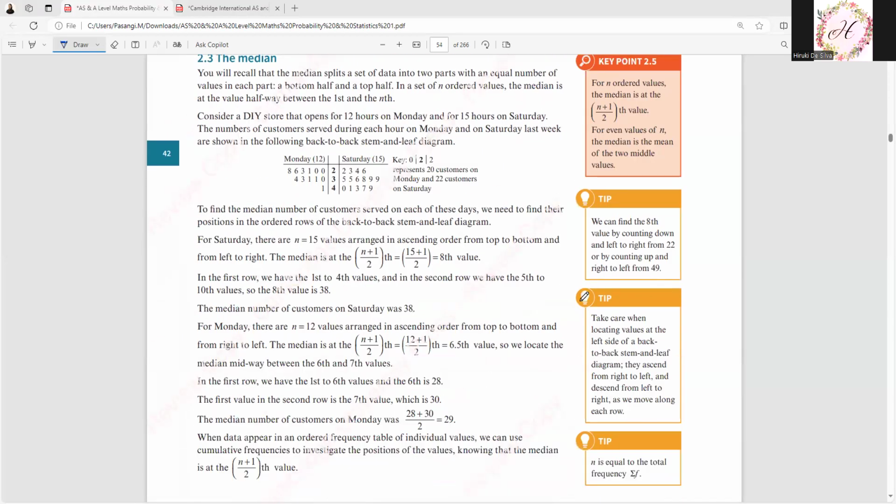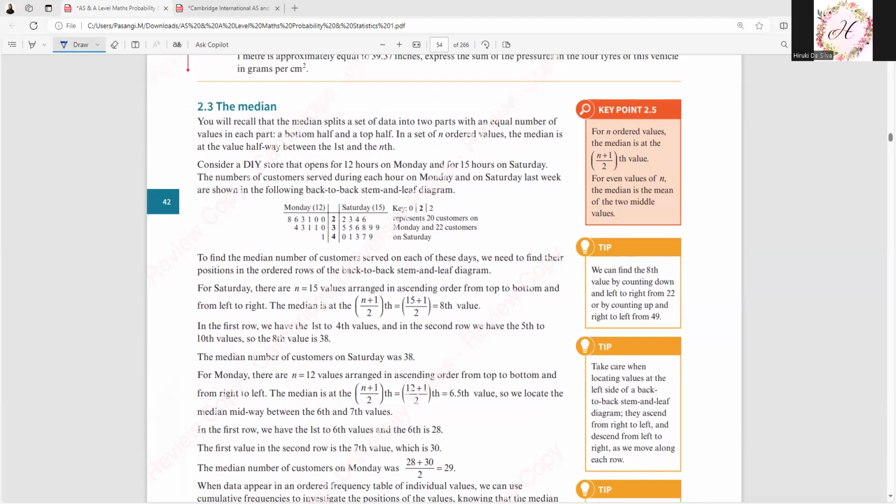Okay, so if I move to the median here, what will happen for the median? Median means the middle value. You will recall that the median splits a set of data into two parts. So what will happen here with an equal number of values in part A, the bottom half, and the next part, the top half? So we have two parts.